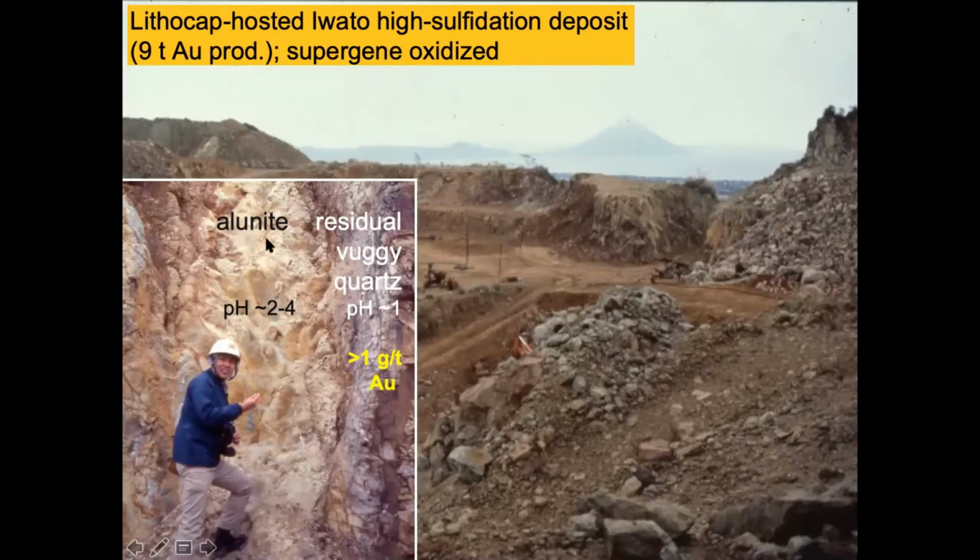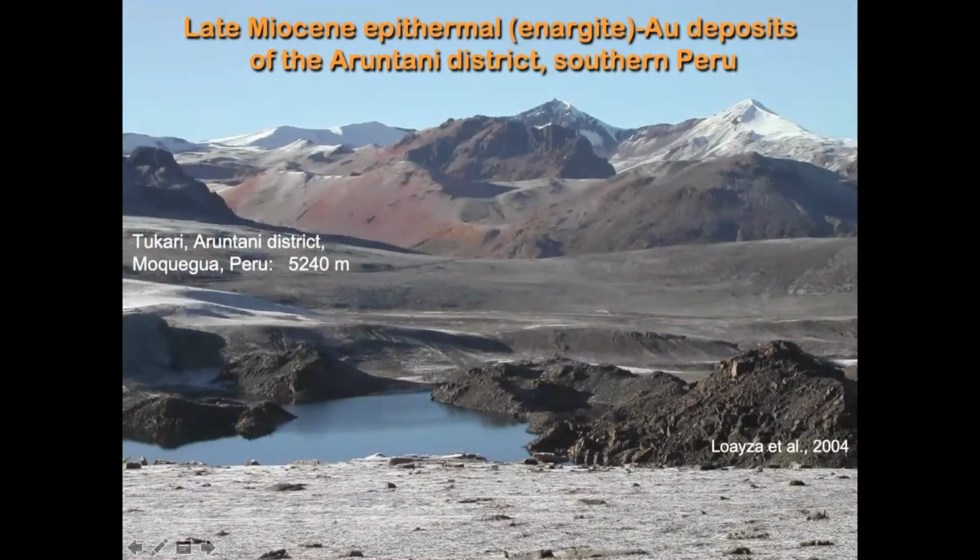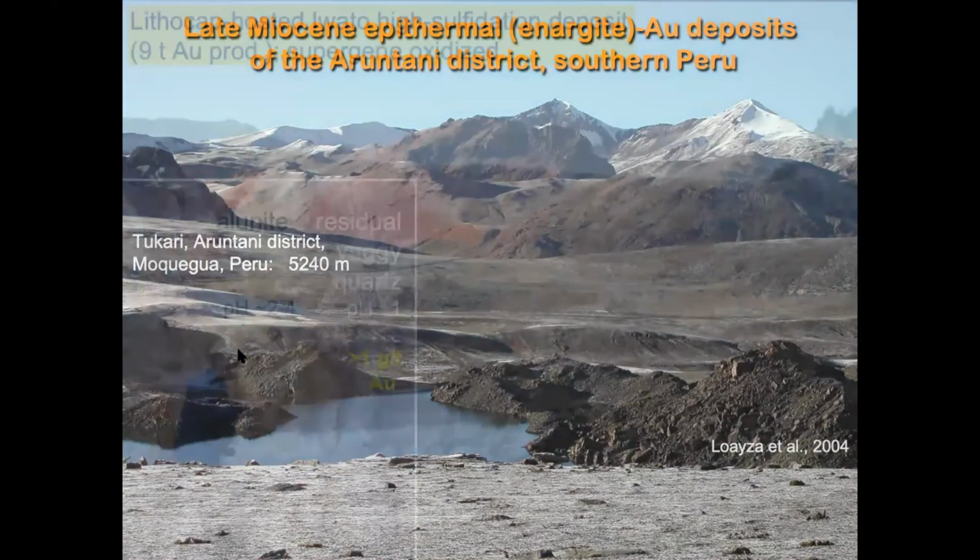For example, here you can put your hand on that contact. It's so sharp. The residual quartz formed at pH less than 2, whereas the alunite is stable at a pH of greater than 2.